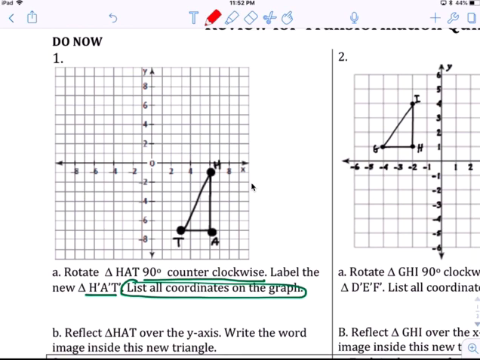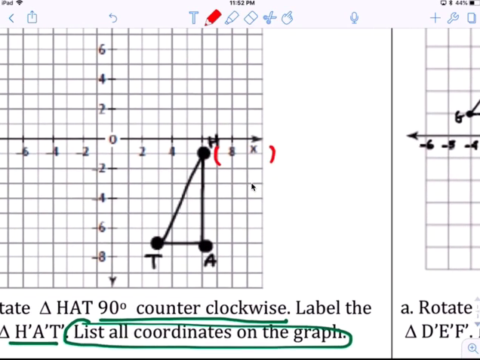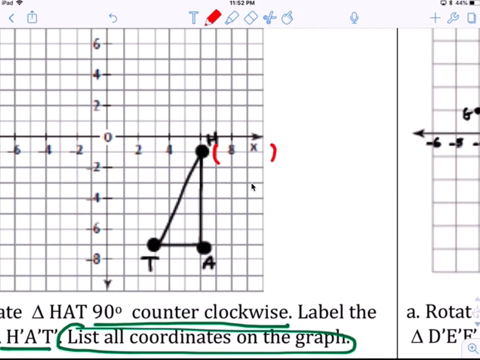We know 90, the numbers switch, okay? So label this coordinate. That's 6, -1. 6, -7. That's 3, -7.